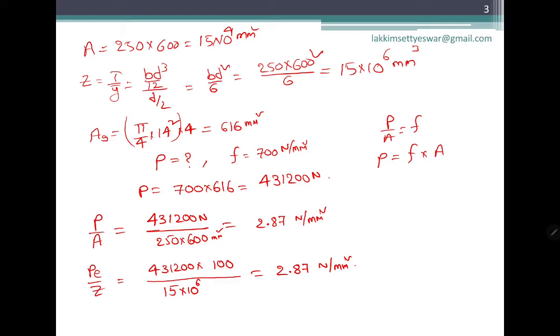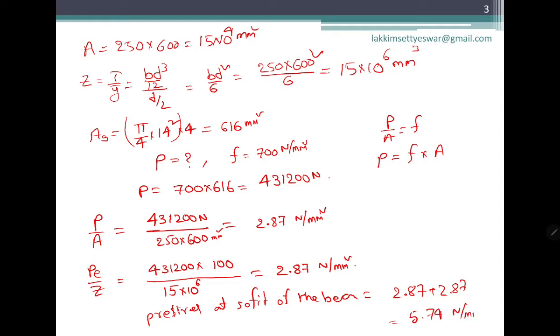So pre-stress at soffit of the beam is 2.87 plus 2.87 equal to 5.74. So pre-stress at soffit of the beam equal to P by A plus PE by Z, means 2.87 plus 2.87. The answer is 5.74 Newton per mm square.